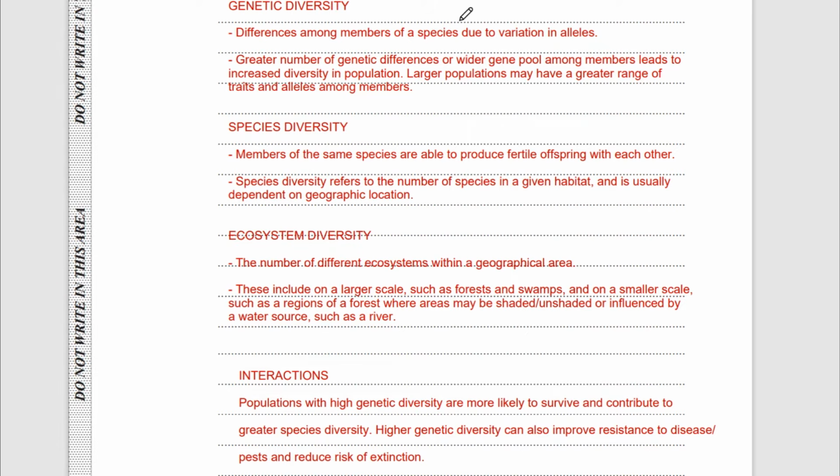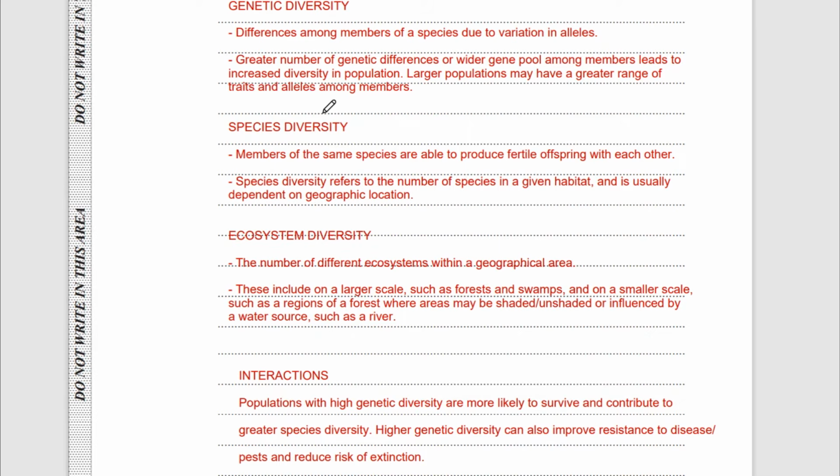Dogs, for example, you have Rottweilers, you have Chihuahuas. You have all kinds of different ones, and all of them, even though they're the same species, have a wide gene pool. There's a lot of variation. So because of this genetic diversity, there's a lot of genetic differences, a wider gene pool among members. And as a result, if you have very large populations, you would have even more genetic differences. So larger populations tend to have an even greater range of traits and alleles. So genetic diversity now is the differences between the members of the species.